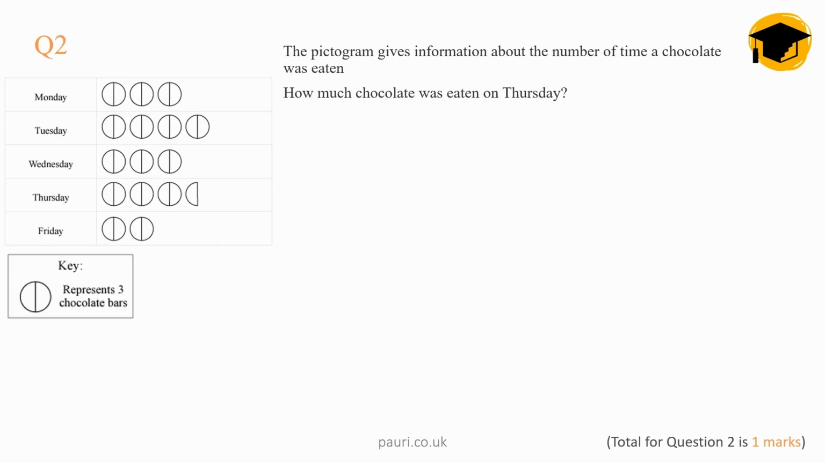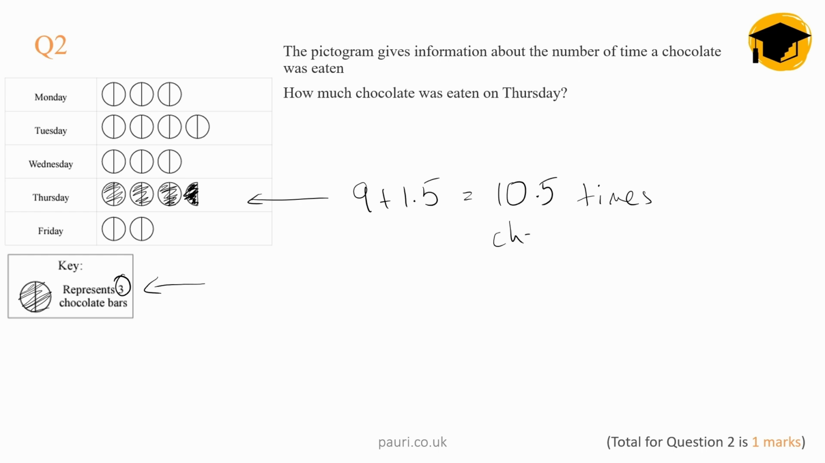Which they do. The pictogram gives information about the number of times a chocolate was eaten. How much chocolate was eaten on Thursday? So Thursday is over here. We've got a key, so let's look at what that says. A full circle represents 3 chocolate bars. So we've got 3, 6, 9, plus 1.5. So 9 plus 1.5. The reason why I'm doing 1.5 is because remember, a full circle represents 3. Half a circle represents 1.5. Final answer is 10.5 chocolates eaten.